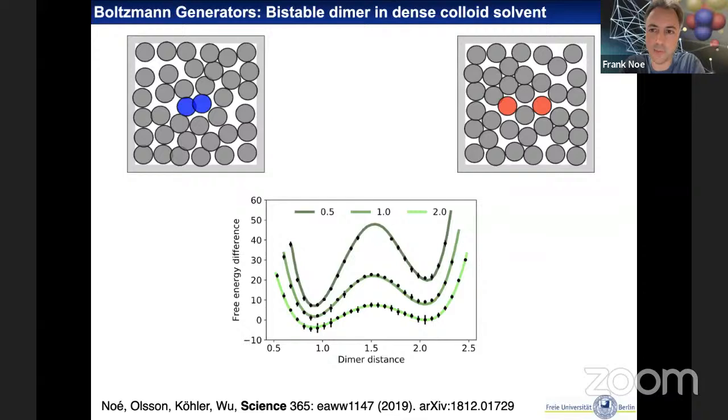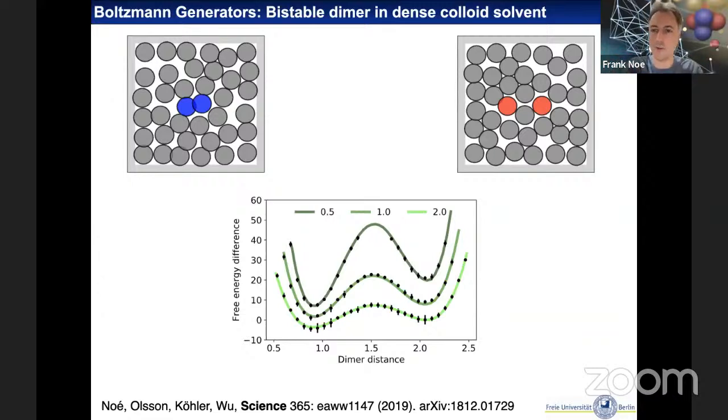This is a particle dimer that likes to be either closed or open, but it's in a bath of repulsive particles. They have basically a 1/r^12 repulsion. So the system is pretty dense. There's not a lot of space to move things around. So you basically always have to move solvent around when you want to open or close the particles. And so by training the Boltzmann generator on basically just the open and closed states, you can get pretty good free energy profiles here as a function of the distance.